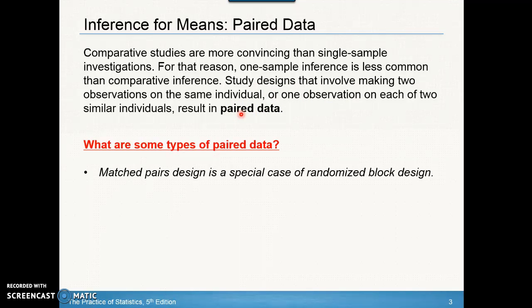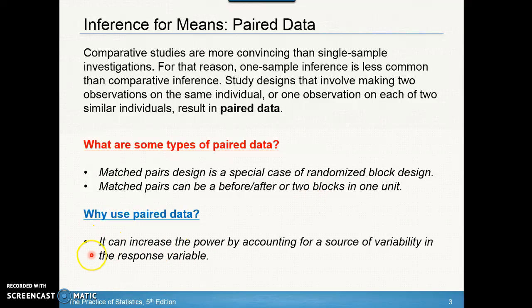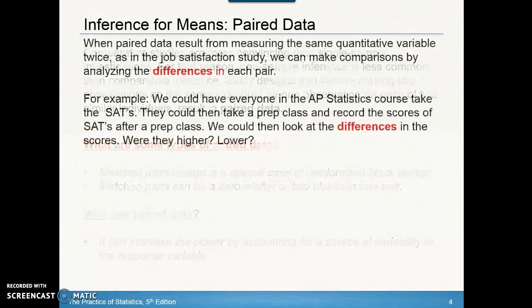Here's a couple more examples. Remember that matched pairs is a special case of randomized block design. So matched pairs came from our experimental design. It can be a before and an after, so that's taking your pulse, drinking your Coke, taking your pulse again, or two blocks in one unit. So that's Sam not drinking the Coke and Joe drinking the Coke, and then comparing their two pulse rates. Why would we use paired data over single sample data? It can increase the power by accounting for a source of variability in the response variable. When you're doing a before and after, that gets rid of the variability between two different people. The subject, remember, serves as the control in that case.